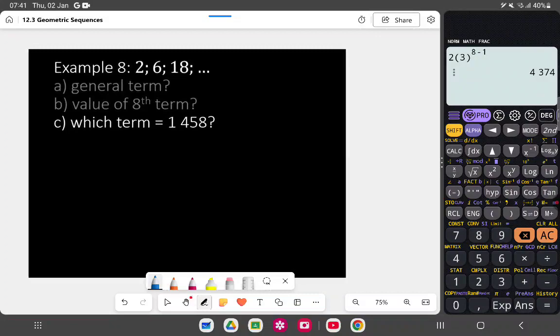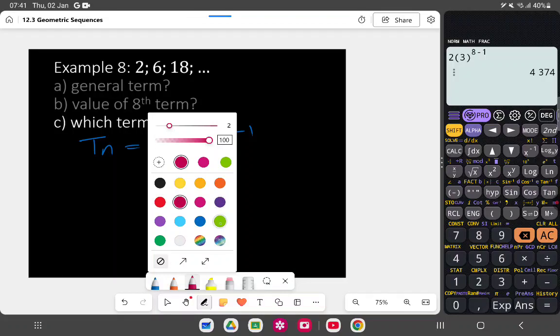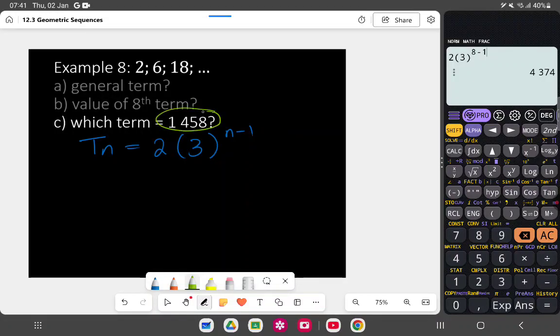Question C. Which term is equal to 1,458? Now, we already know that term 8 is 4,000, right? So it's going to be less than term 8. Let's have a look. So let's say that term n is equal to our formula, which is 2 bracket 3 bracket n minus 1. Now this value that we have here, we are going to place on this side of the equation. So 1,458 is equal to 2 bracket 3 bracket n minus 1.